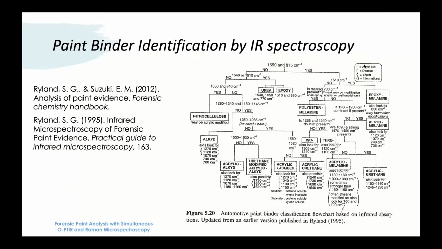Once the analysis has been done, we then need to identify the components, and this is traditionally done with manual spectral interpretation. Scott Ryland and Ed Suzuki published in 2012 a chapter in the Forensic Chemistry Handbook, which outlines a method for doing infrared spectroscopy manual interpretation. This was originally done in 1995 by Scott Ryland and was republished in the 2012 chapter. And it shows the flow chart of looking at specific peaks needed to make a binder identification. There is similar type information that's used for identifying the other components of paint.